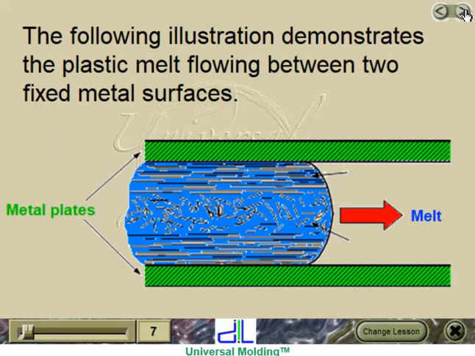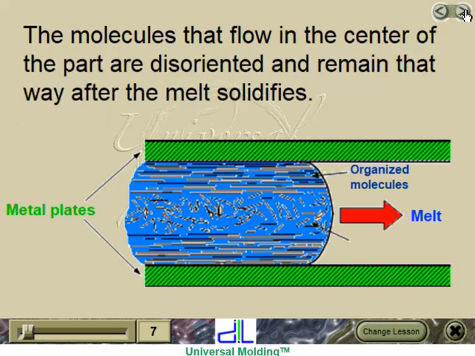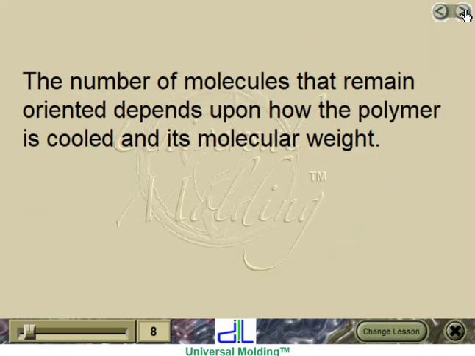The following illustration demonstrates the plastic melt flowing between two fixed metal surfaces. The molecules that contact the metal tend to line up, with a large portion remaining in that direction after solidifying. The molecules that flow in the center of the part are disoriented and remain that way after the melt solidifies. The number of molecules that remain oriented depends upon how the polymer is cooled and its molecular weight.